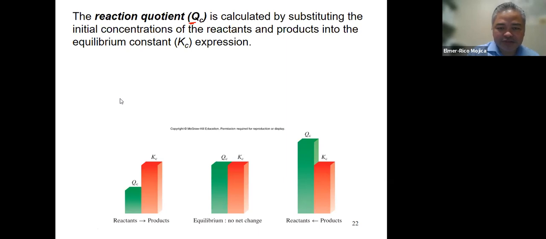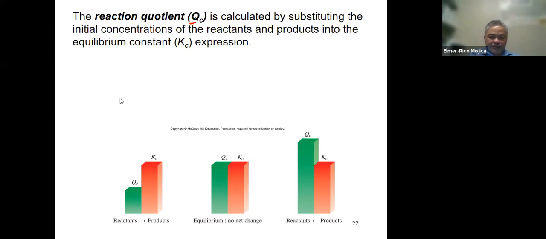The rest, if you want to look at the ratio of the product over the reactant, you have what we call Qc. Okay. Now, what is the relationship with this? How do we express the relationship between Qc and Kc?